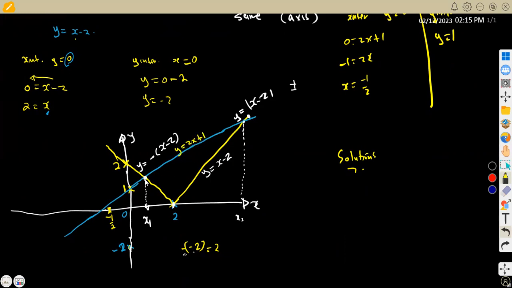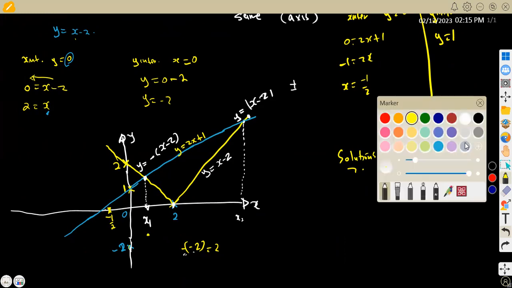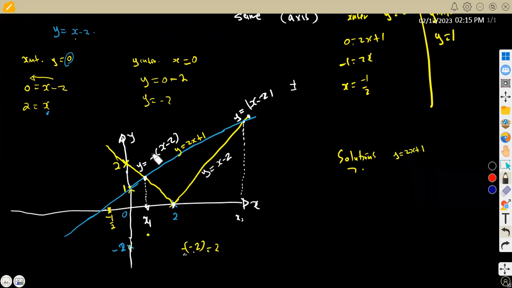Okay, so the first point, which is our x1, is an intersection of y is equal to 2x plus 1 and that part of the modulus, which is now carrying a negative here, which is y is equal to negative x minus 2. That is now the first point, the intersection of these two graphs. Y is equal to minus from that modulus. Remember, I told you one is going to carry a positive, and the other one carries a negative.